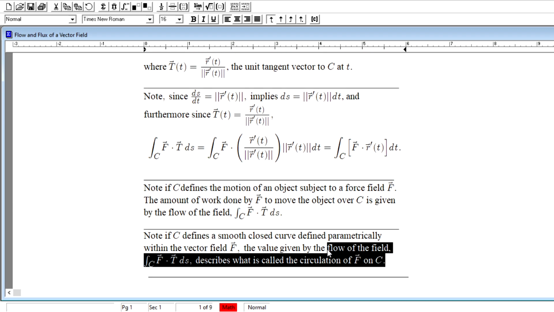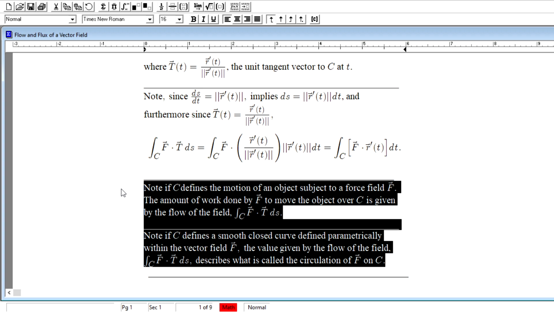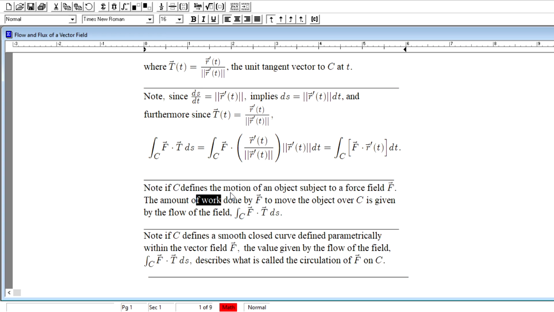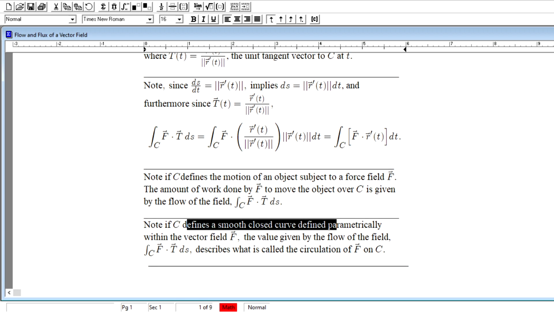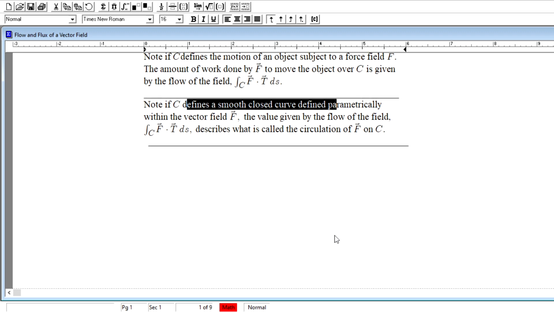So in addition to understanding it just as a measurement we call flow, we can also interpret it as work under these assumptions, and we can interpret it as circulation under these assumptions. Right? Let's look at a specific example.